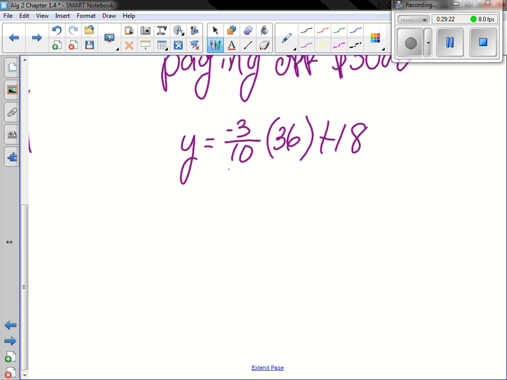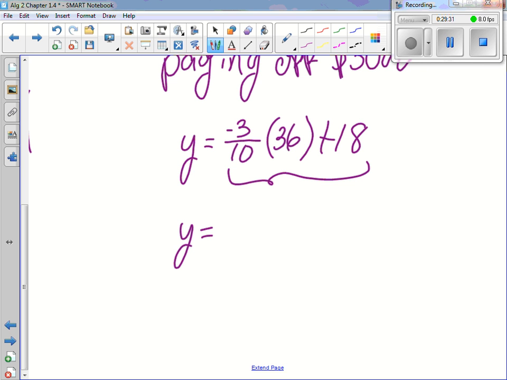Can we plug all of this right here into a calculator? Yeah. At this point, we could plug negative 3 over 10 times 36 plus 18 into a calculator. We can plug all that in because we have all numbers on that one side. So, negative 3 over 10 times 36 plus 18. What it'll tell us is that all of this will bring down to 7.2.